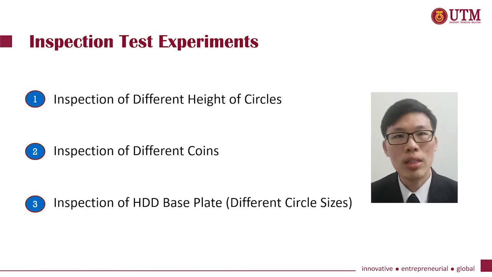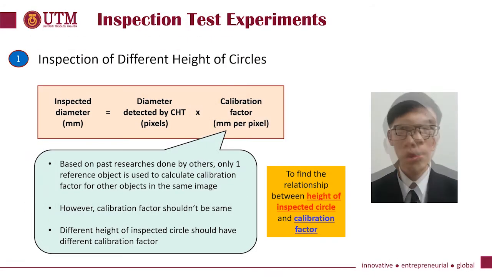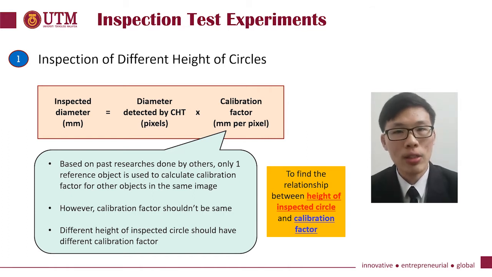So in order to study the inspection errors occurred in our machine vision system, 3 inspection test experiments were carried out. The first experiment is regarding the inspection of different height of circles.